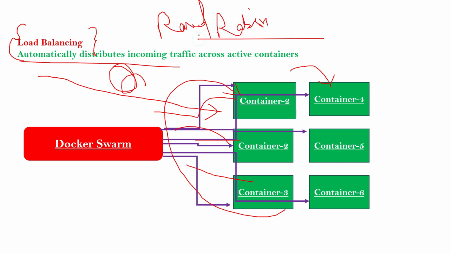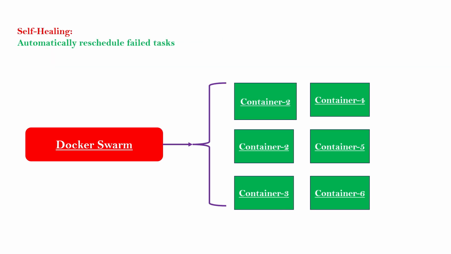So this is a feature of Docker, or you can say Docker Swarm, which supports automatically distributing the load. It is auto load balancing, which is supported by Docker. You don't need to worry about the load balancing. Now another feature is self-healing.